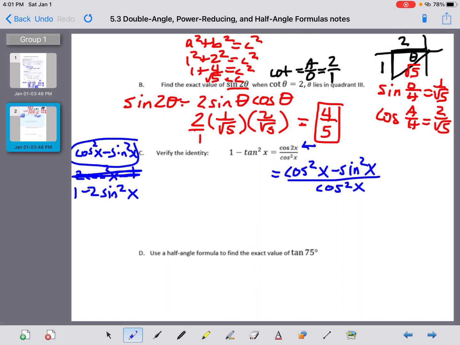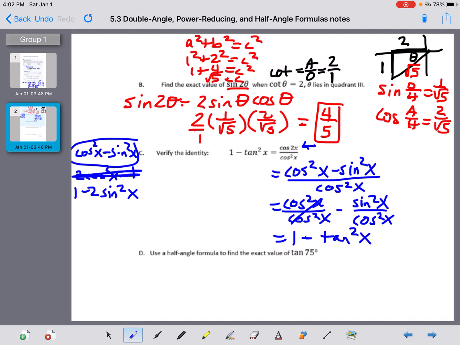On my left side, I have 2 terms, so it'd be nice to separate them into 2 different terms. So I'm going to get cosine squared x over cosine squared x minus sine squared x over cosine squared x. My cosine squared x's cancel. I'm left with 1. And sine squared over cosine squared is the same as tangent squared. And my right side now matches my left side. So I've verified my identity.